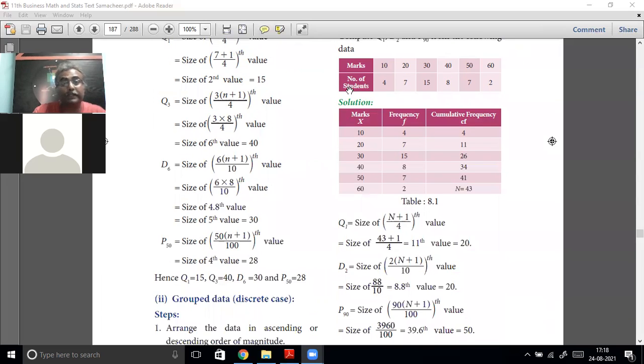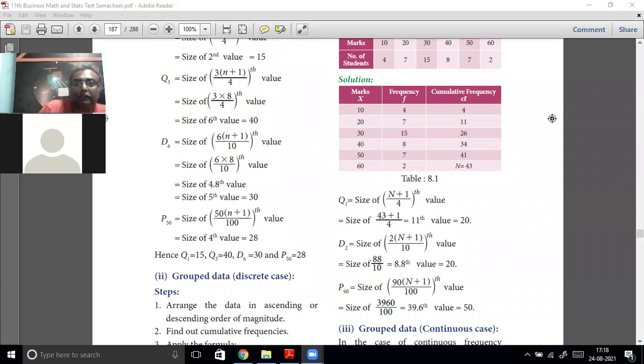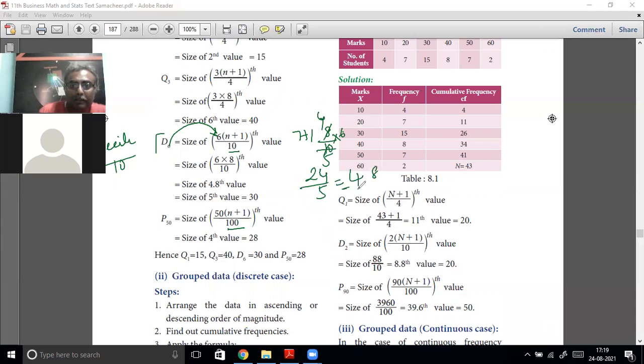Then he wants to find D6. D6 is nothing but 6 will come here, then n plus 1. This is D, so it is not a quartile, it is a decile. For a decile the denominator must be 10. For a percentile the denominator must be 100. That is all. So denominator 10, D6 has 6 here, n plus 1 is 8. n is 7 plus 1, 8. 8 by 10 into 6 is 4 by 5 into 6, which is 24 by 5, that is 4.8. Rounding off 4.8 gives the 5th item.